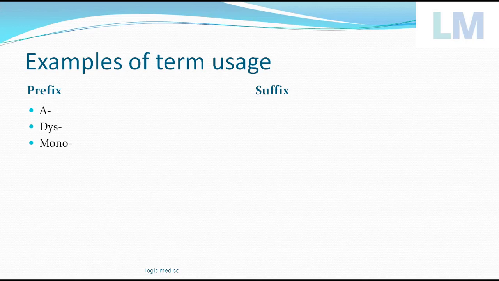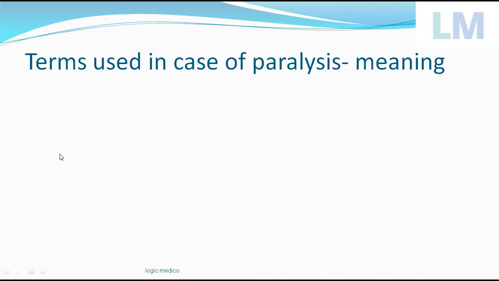Subsequently, we can use these terms a, dis, mono with respect to various contexts. Mono means single, a means absence, dis means difficulty. Aphasia means absence of speech. Dysphasia means difficulty in speech. It's not the complete absence, it's difficulty. Monophasia means they're able to tell a single sentence or a single word. Mono means single. So that is the usage of these words.